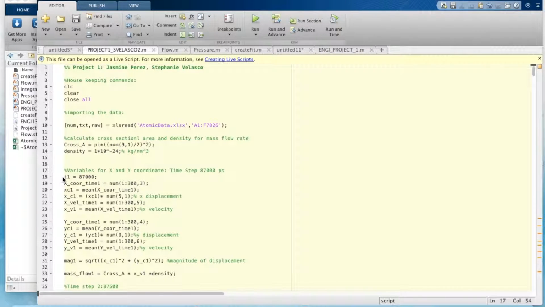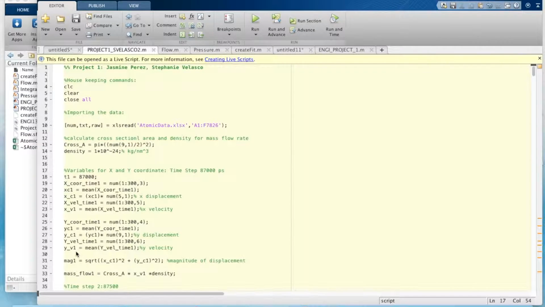And by dividing all of the time steps, we got the x coordinates of all the 300 water molecules, the y coordinates, and the y velocities and the x velocities. And what we did was take the average of the x coordinate positions of all the 300 water molecules and gave it a variable. And we did that for the x velocity also, the y coordinates, and the y velocities.